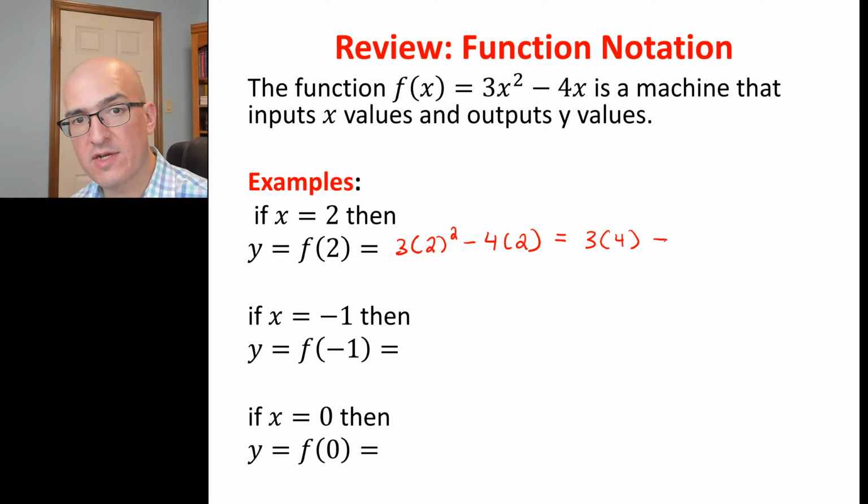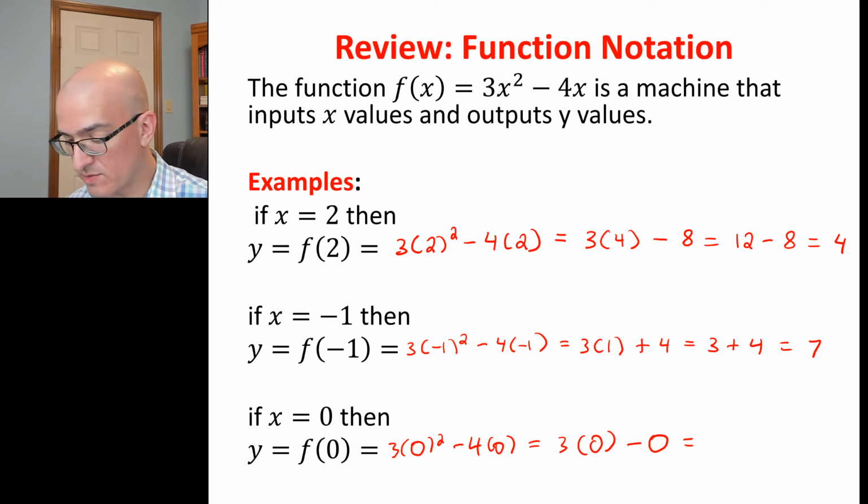And then the last one tells us to plug 0 in. So 3 times 0 squared minus 4 times 0. 0 squared is 0. So 3 times 0 minus, and then 4 times 0 is 0. So we have 3 times 0, which is 0, 0 minus 0, which is 0. And that's okay, we can get 0 out of a function.